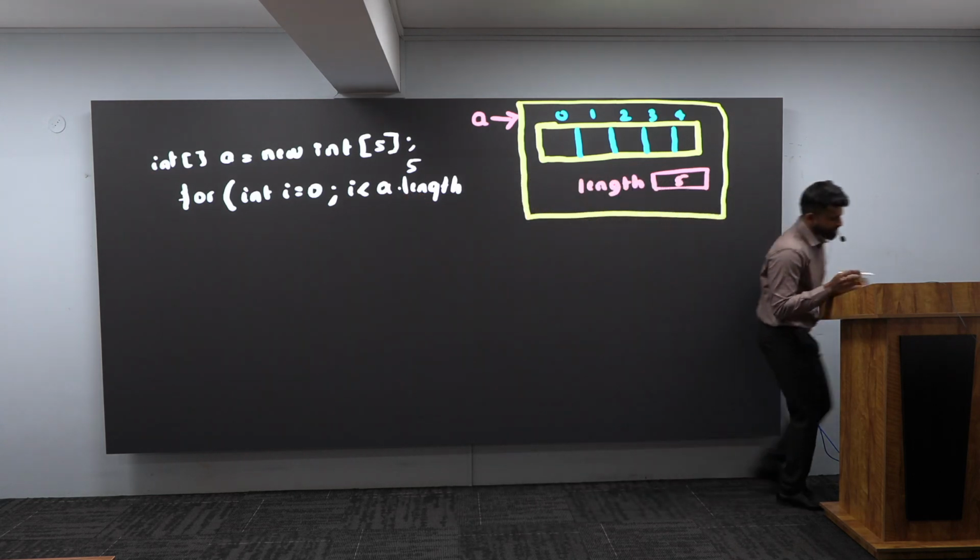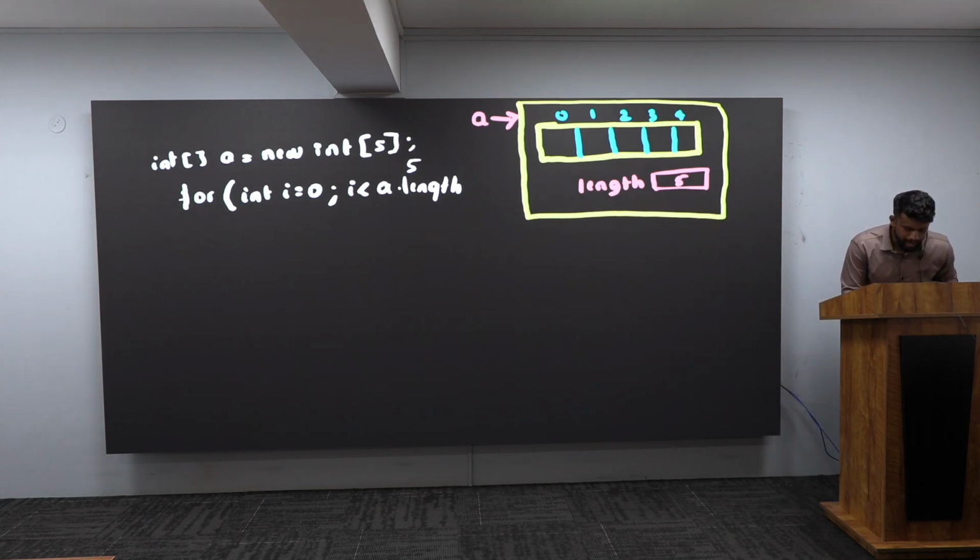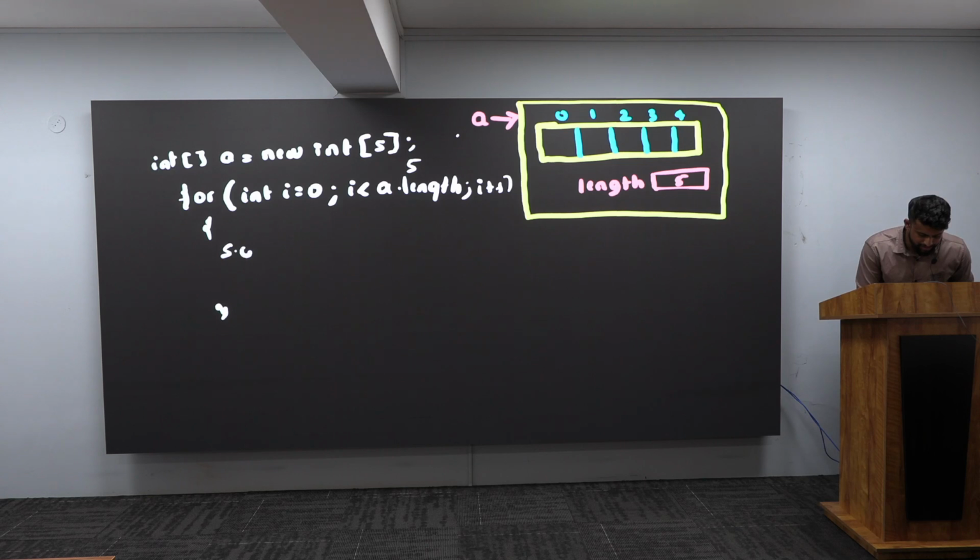Amazing. So after that, you should tell there I plus plus. And now you should tell here, please enter the age. So I will tell System.out.println. I will tell it as enter the age like this.